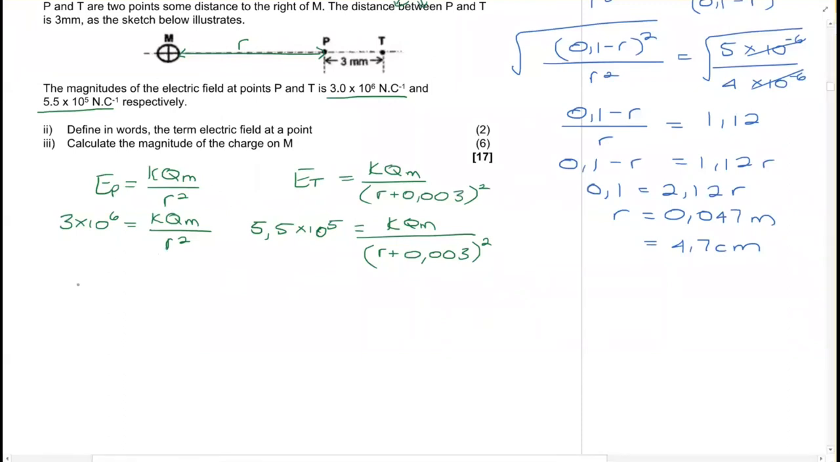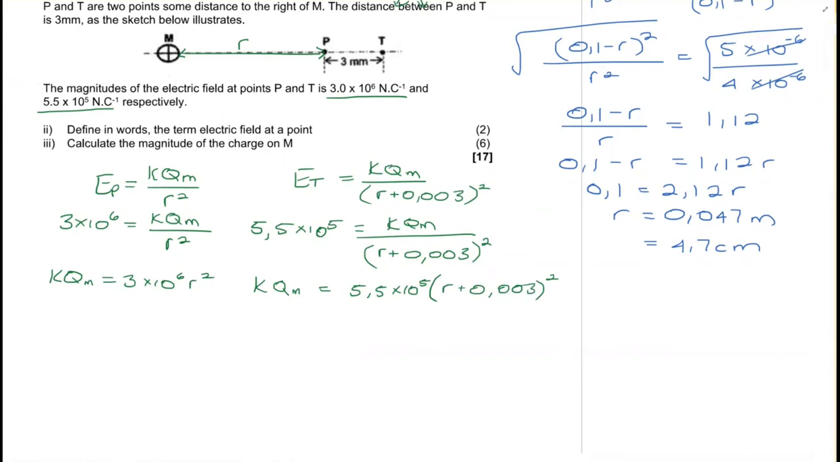KQM is similar in both. So I'm going to get KQM for this one. KQM here is equal to 3 times 10 to the 6 times R squared. And KQM here is equal to 5.5 times 10 to the 5 times R plus 0.003 squared. As far as possible, don't times in that square.